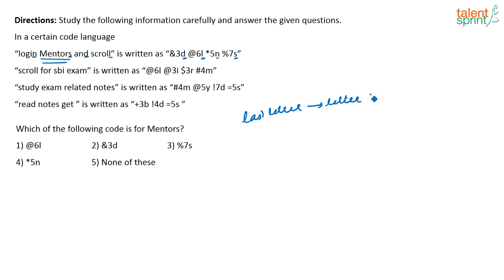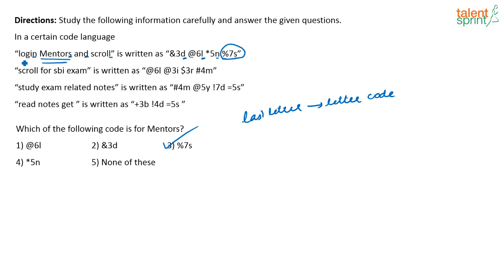Now look at the number. Can you say anything about the number? See, let us assume that we have just found this out, right? Last letter represents the letter code. So at this point itself, I know the answer is going to be %7S, because this has to then stand for mentors.